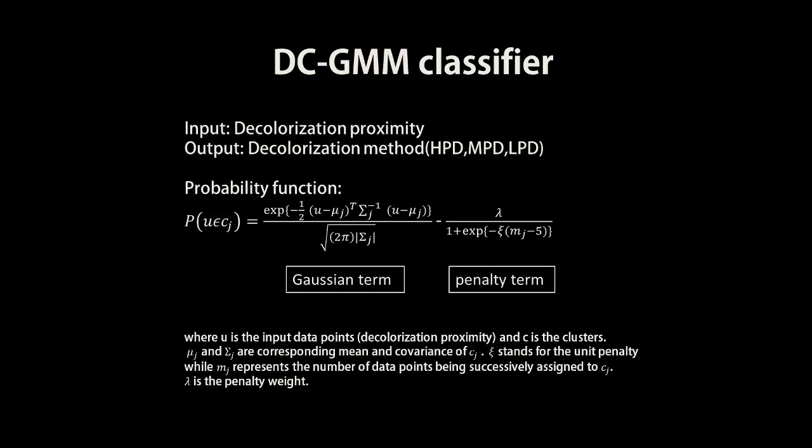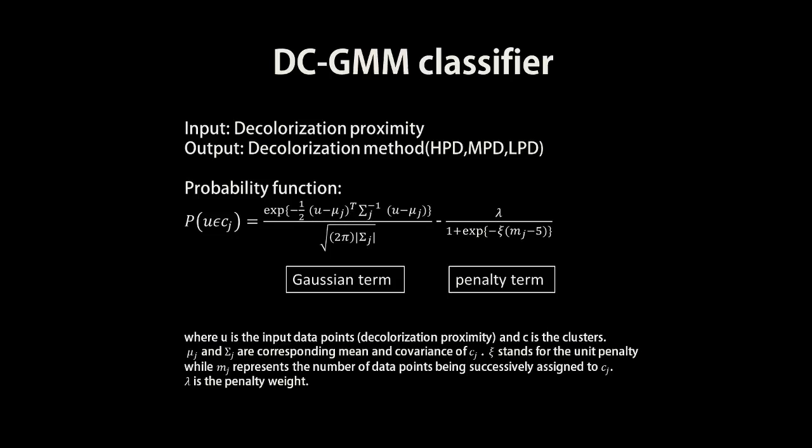Compared with using 3 decolorization methods uniformly, repeatedly using the high proximity decolorization method will lead to loss of video quality, and continuous use of low proximity decolorization method will cause high time cost. To avoid this defect, we add a penalty term to the likelihood when the DC-GMM classifier successively puts data points into one cluster. To find a well-defined function form of the penalty, it is expected to allow a relatively small number of successive data points assigned to one cluster, while giving definite penalty when this number increases to a specific upper bound.